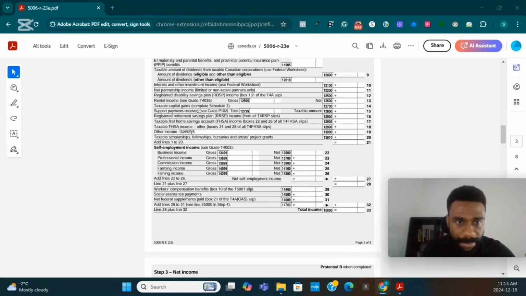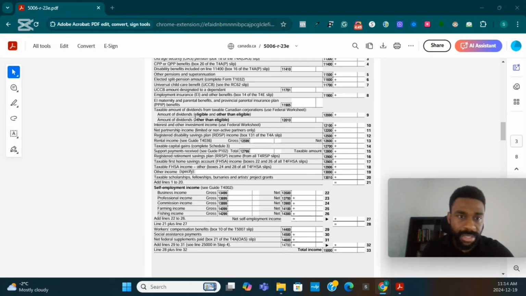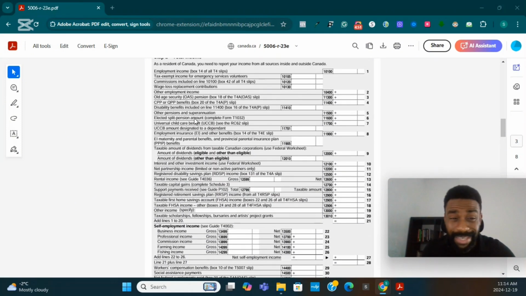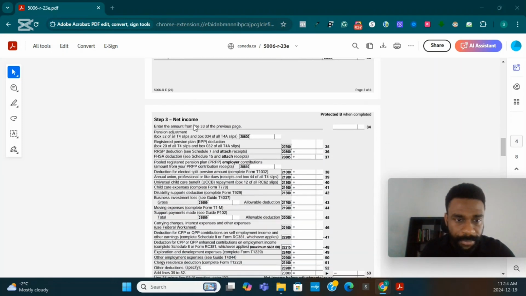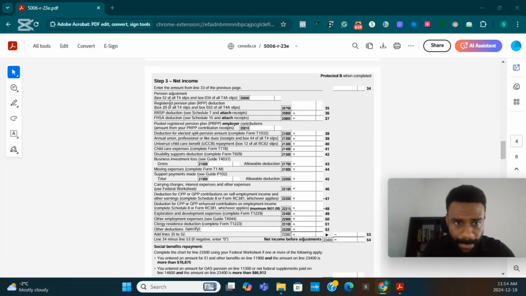So take your time, go through all this, and if you have questions about what income you earn and how it classifies, what it really is, you need to speak to a tax consultant or book a time on my calendar and we can talk more about it. So moving on, then you have your deductions, right?